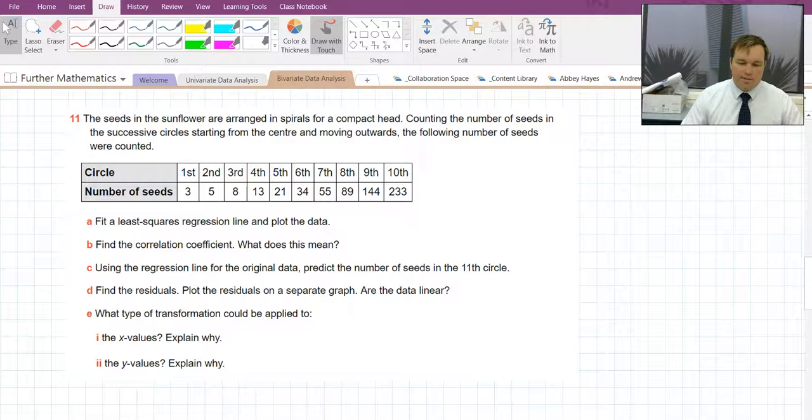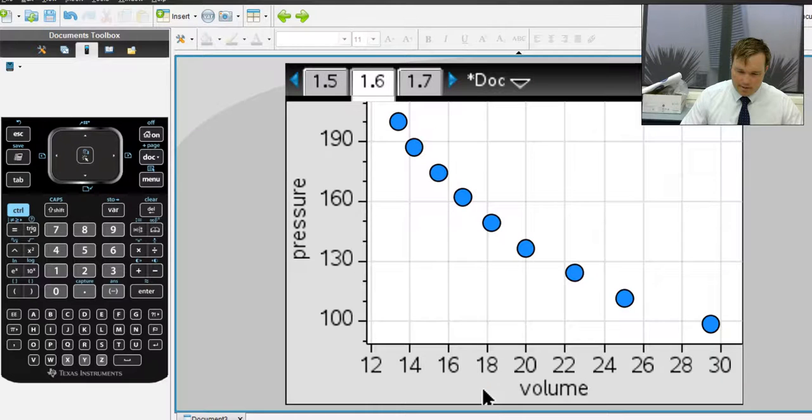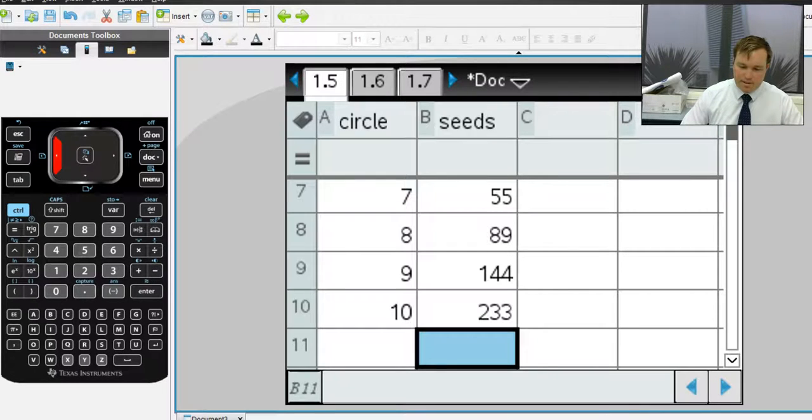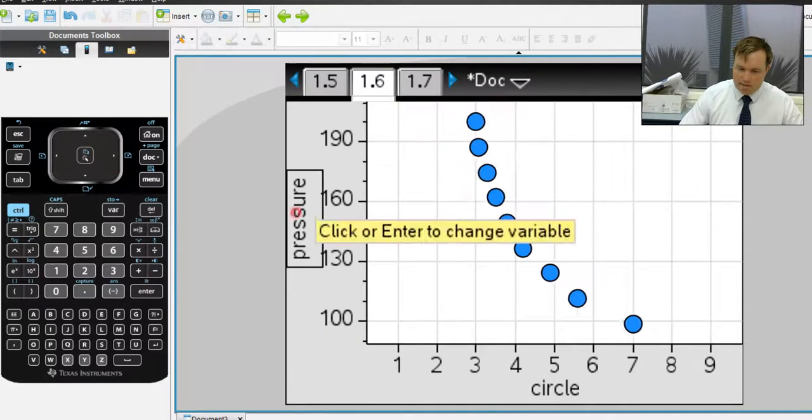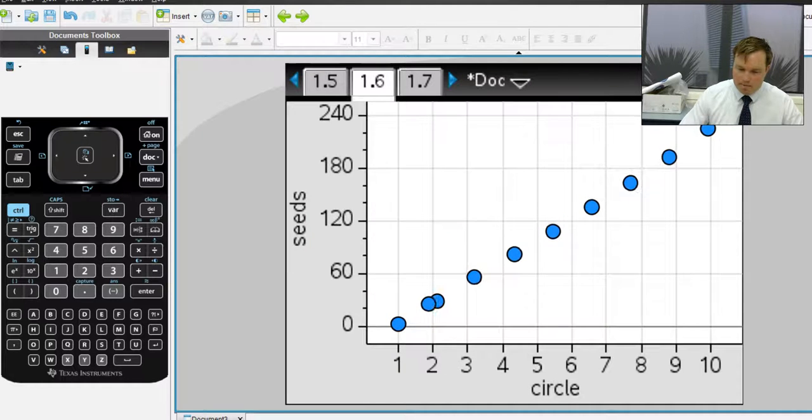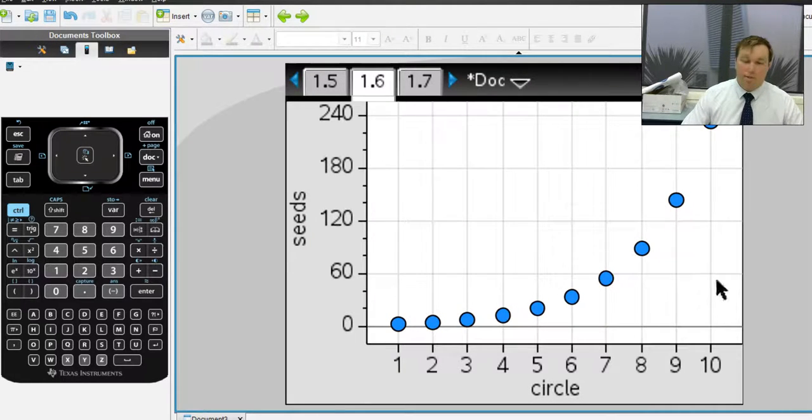Alright, seeds of successive sunflower arranged for a compact head. Counting the number of seeds in each successive circle as it moves outwards from the center. You might recognize this series of numbers here. It's extremely famous. Google them, they're cool, really. Alright, A, fit a least squares regression line and plot the data. Let's go to where our sunflowers and seeds are, and we are going to do circle here and number of seeds here, and we have data that's, well, not linear.